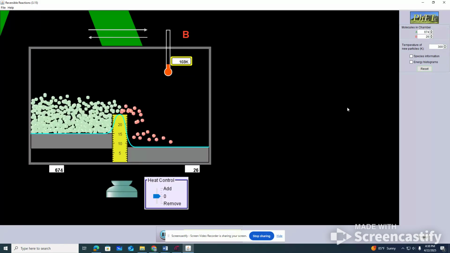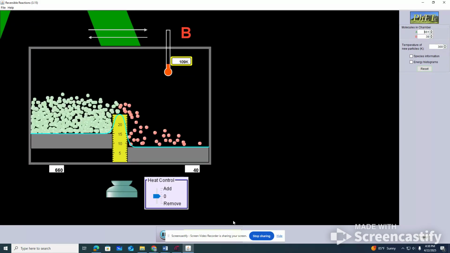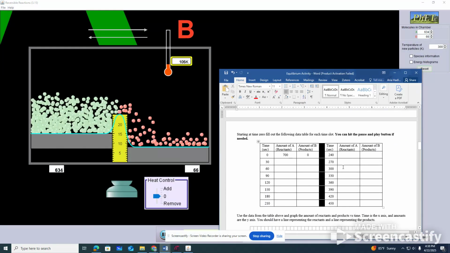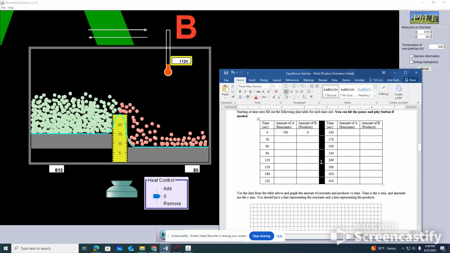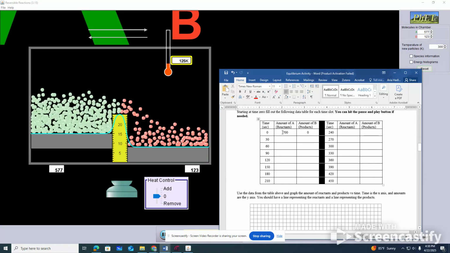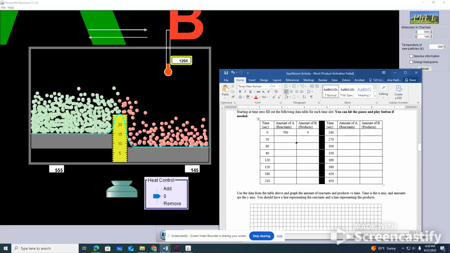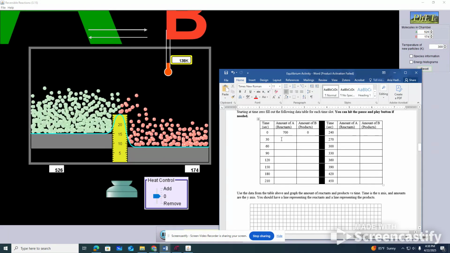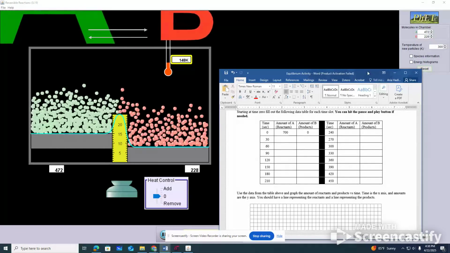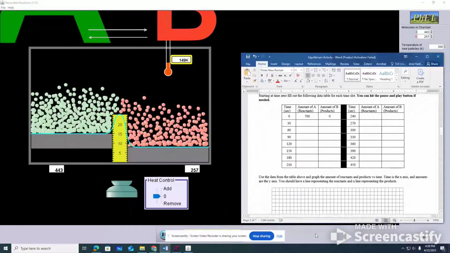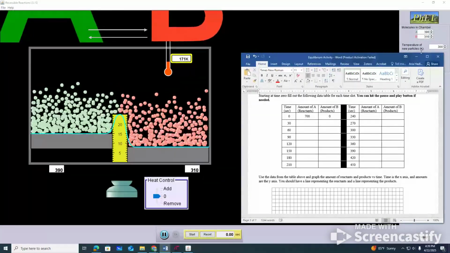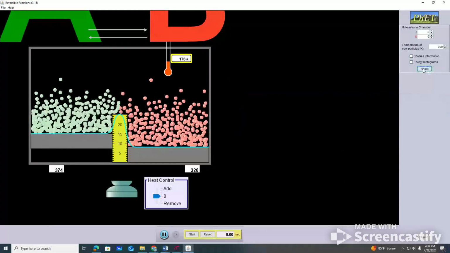Okay, now you're going to be filling in this table as we go. So we have at time 0, how many reactants there were, and look, there's the number, and then how many products there were. There's the number. And 30 seconds, etc. Okay. I'm going to reset this, and we're going to analyze this as we go. And so let's get this going. So we're going to reset.